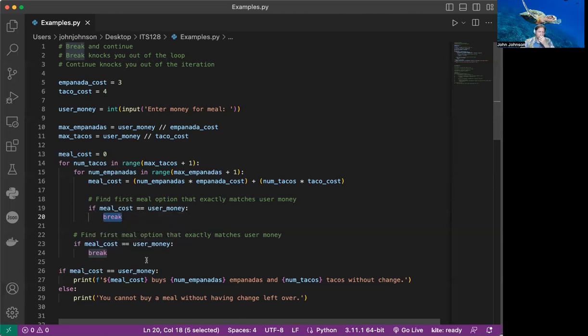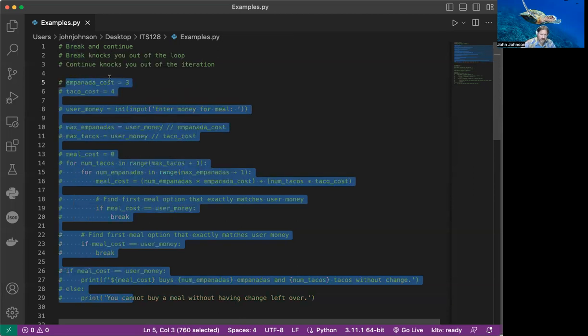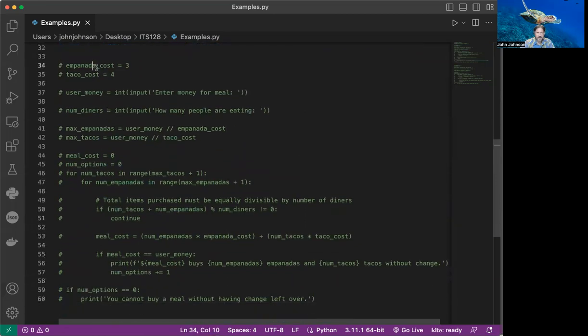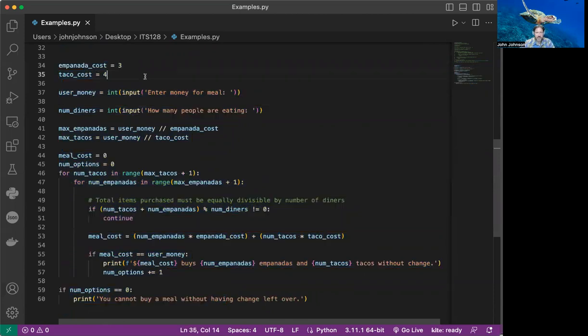Sometimes though, you don't want to break out of it altogether. Sometimes you just want to go to the next iteration of the loop. And that's what we'll work on next. So we'll comment out this code, and we'll look at the second demo that they had in the textbook. Here we start with the empanada cost of 3 and the taco cost of 4. We're getting the user money and the number of diners.